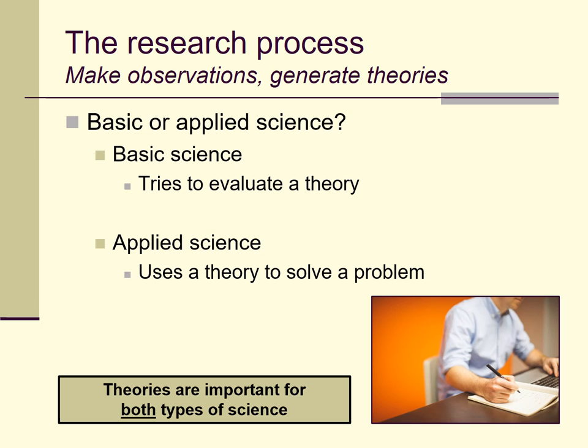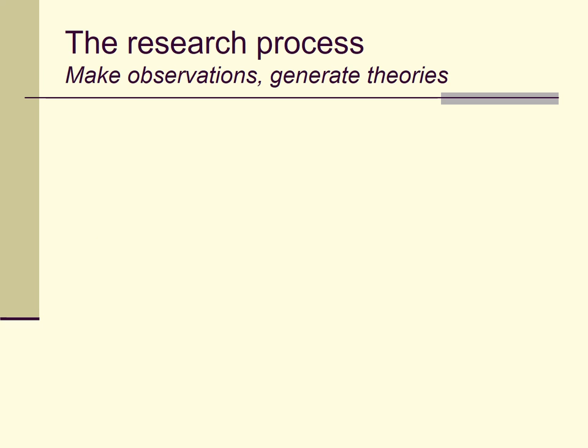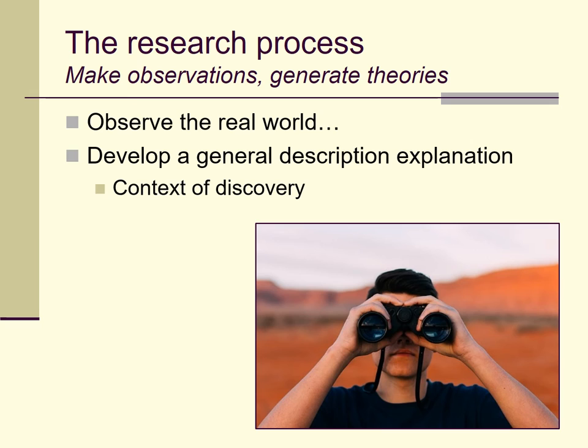Science isn't just about making observations and making vague claims. Science is about developing and using theories. So again, how does this work? We observe the real world, we read the research, and we develop some sort of general description or explanation as to why a particular phenomenon is occurring. That's our theory generation stage. This is sometimes called the context of discovery, a term that was developed and later used by various philosophers of science.